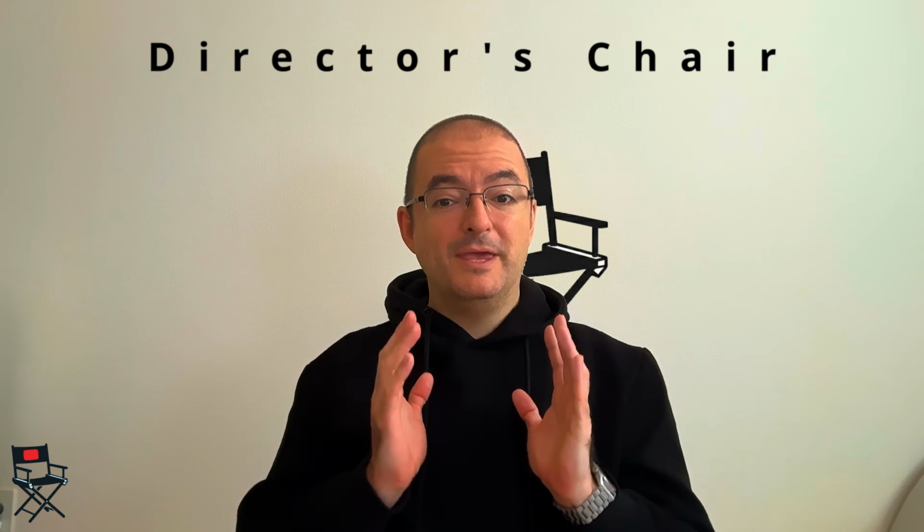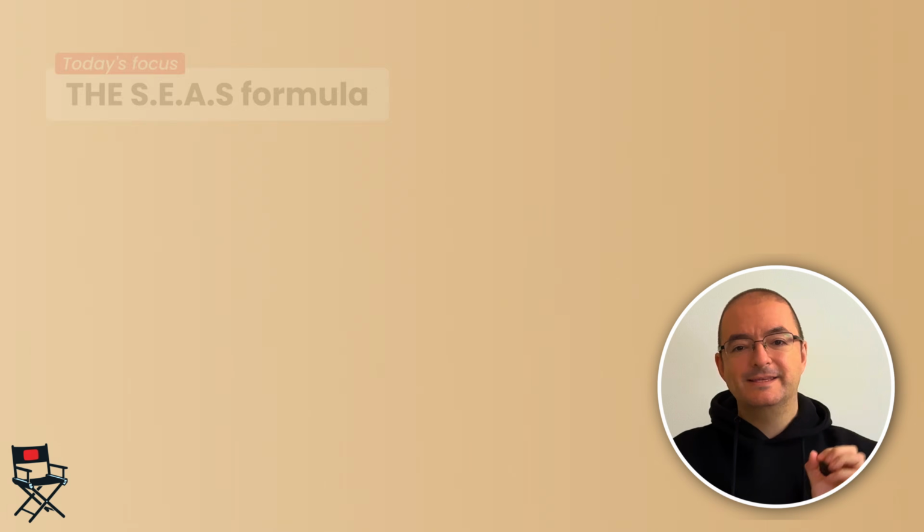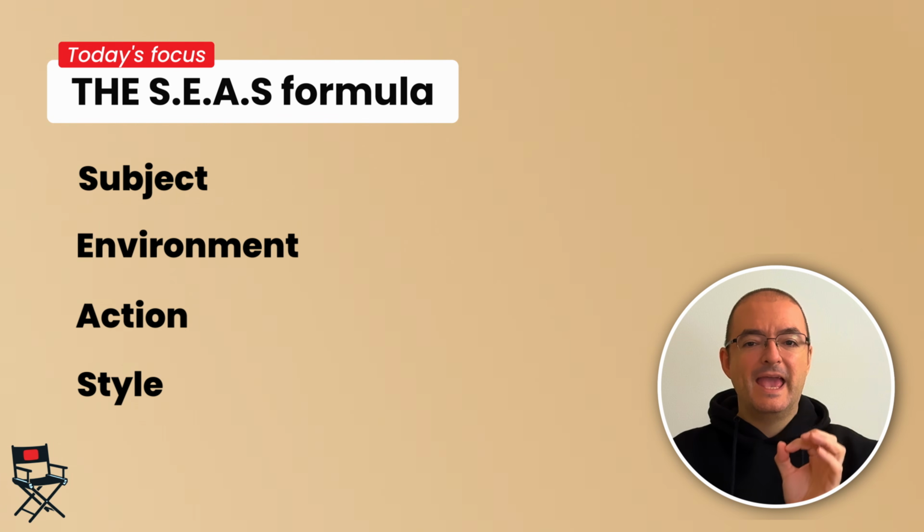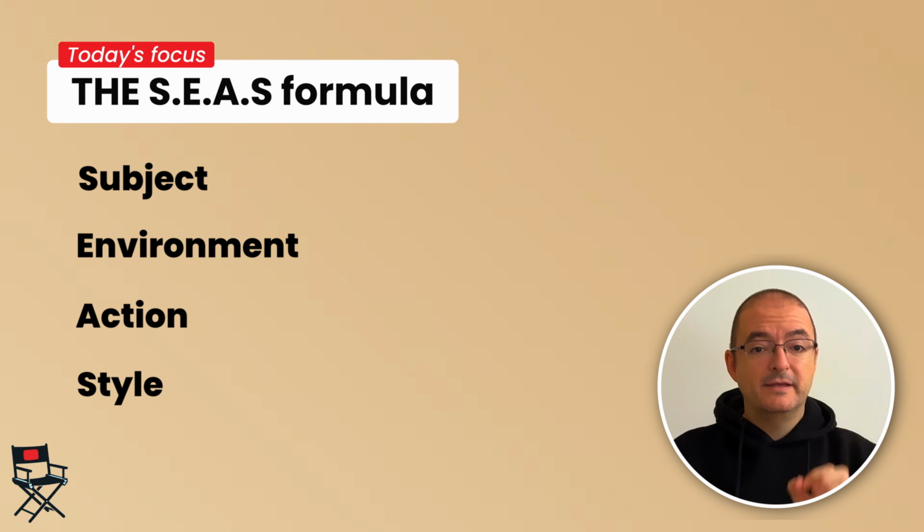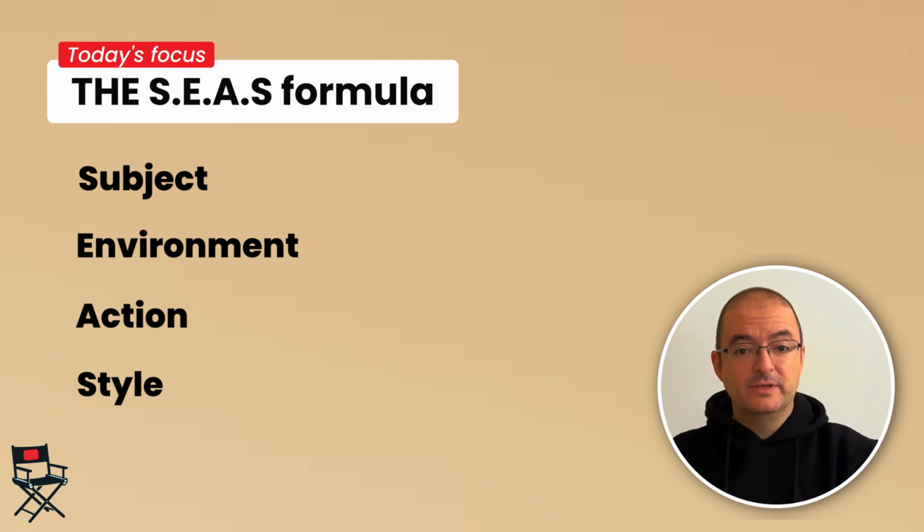To take total control of your scene, you need a blueprint. Today, I'm giving you the exact 4-part formula I use to build bulletproof prompts. The secret is the S.E.A.S formula: subject, environment, action, style.